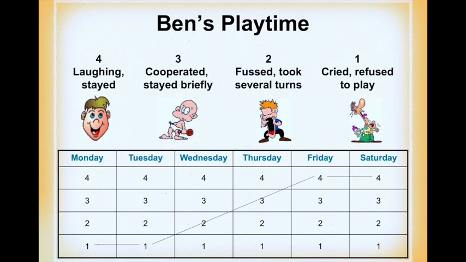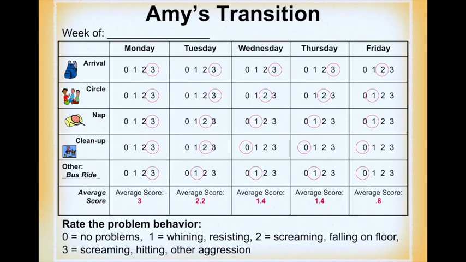This is Ben's playtime form, and it allows the observer to record behavior by circling the corresponding number rating. Once the week's data is complete, the circled numbers can be connected to chart progress on a line graph. Or we have Amy's transition form, and this allows the observer to record a behavior rating and then tally an average rate for each day. So you can analyze activities in the routine that might be a little more difficult for Amy.